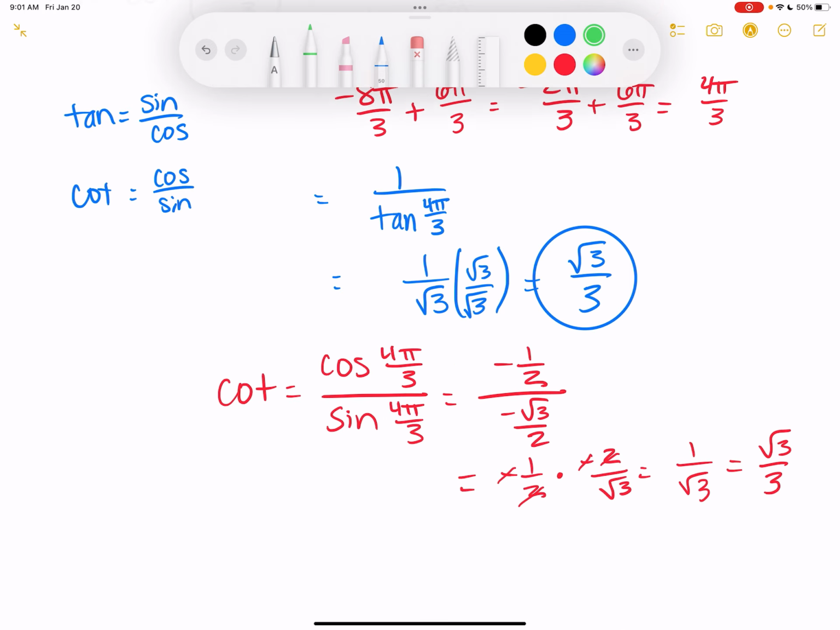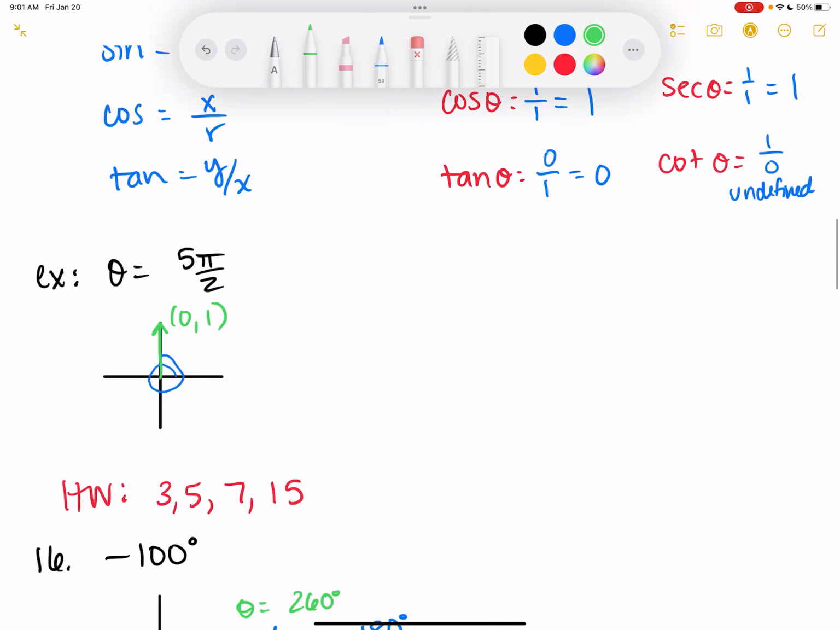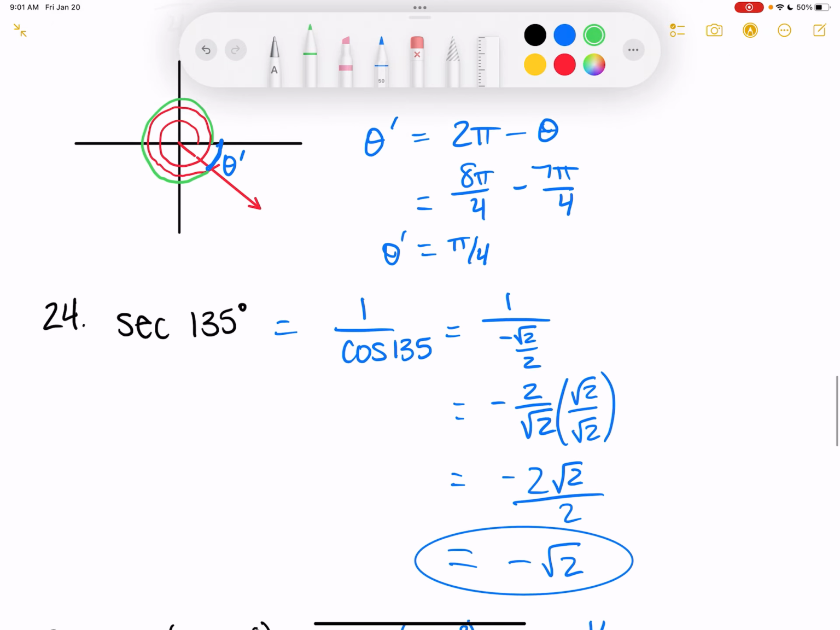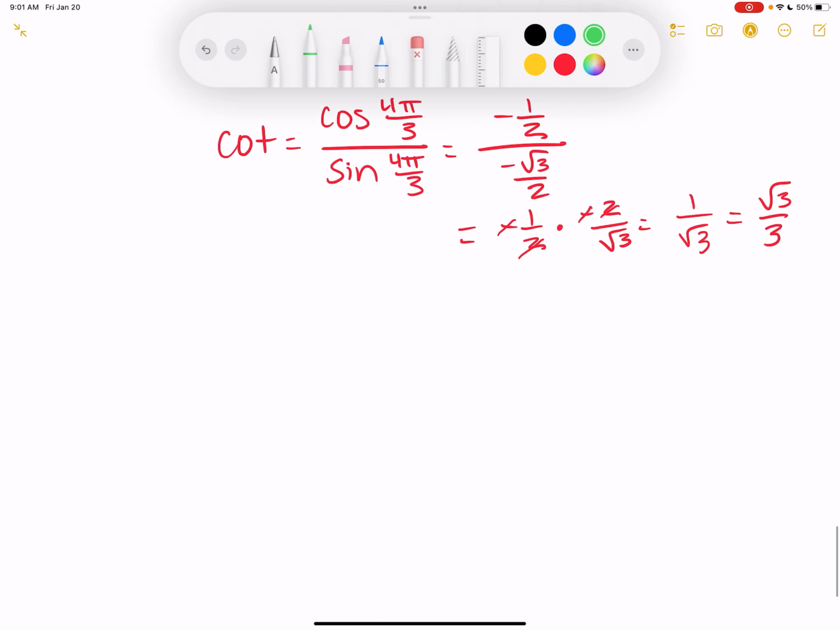So where did I stop giving you problems yesterday? Did I give you problems yesterday? Yeah, I did. Okay, so I gave you through 15 yesterday. So then to add on to that, you're going to have 17, 19, 23, 25, and 31.